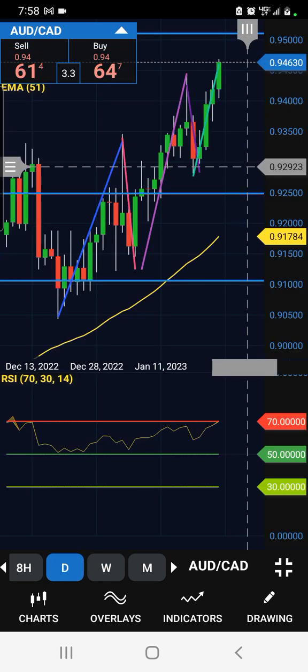So with me having my support and resistance levels drawn in on the weekly, I go down to the daily time frame to look for a setup. Okay, this is what I saw on the daily time frame.